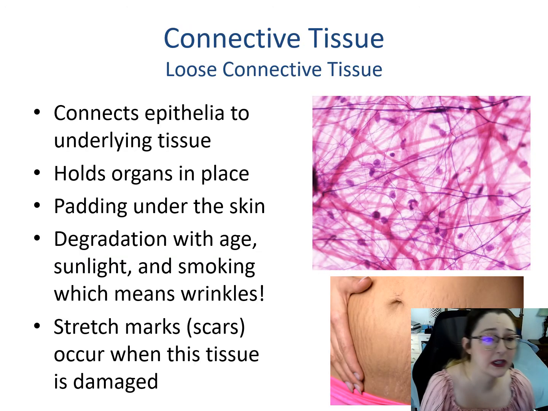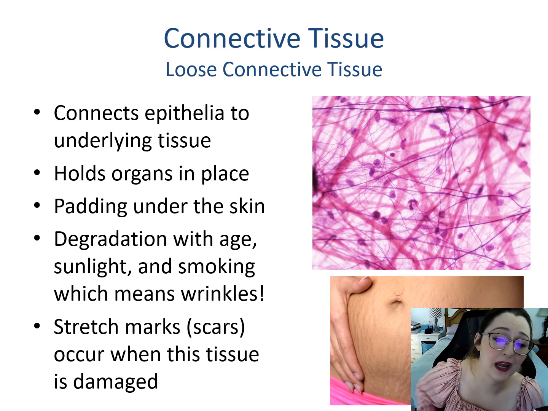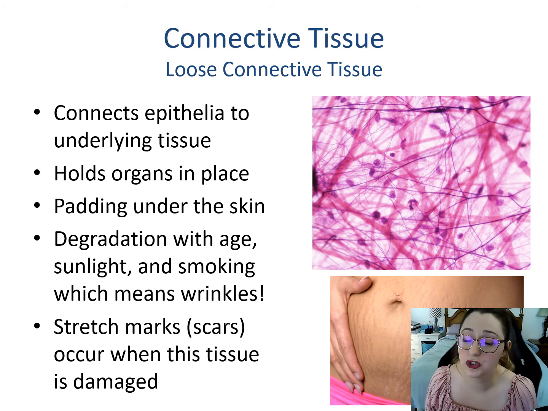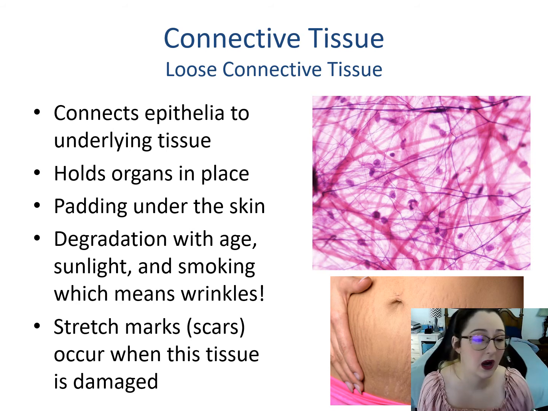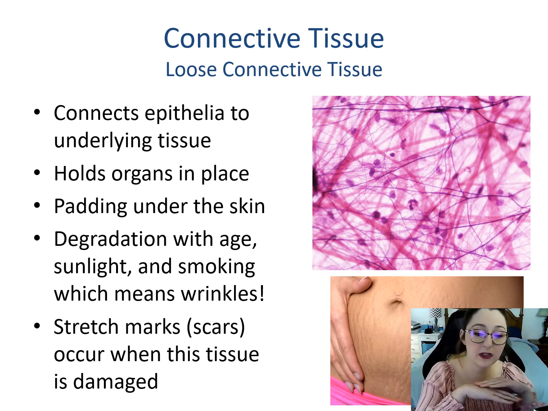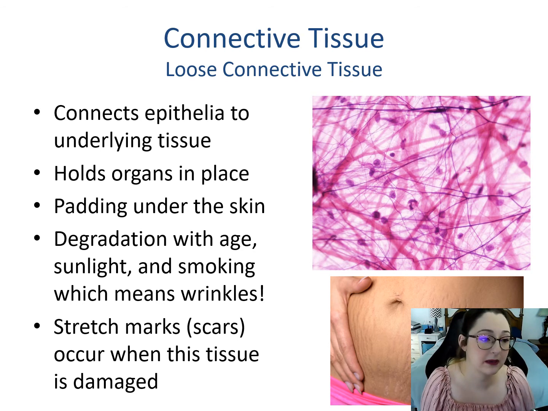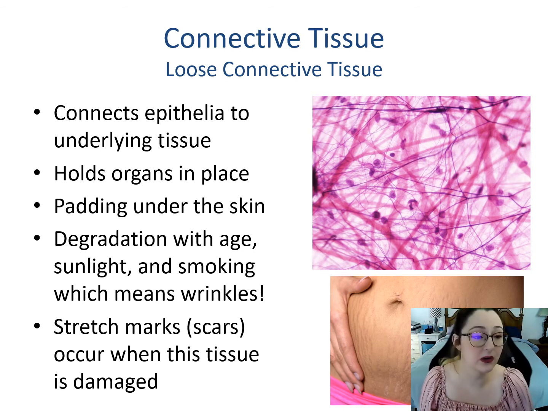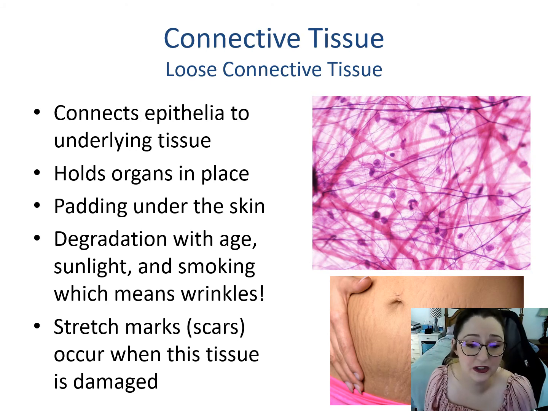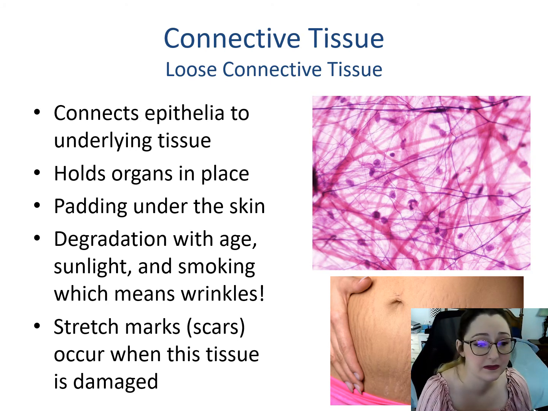So let's talk about connective tissue, specifically loose connective tissue. It's going to connect the epithelia, so the type of tissue we were talking about before, epithelial tissue to underlying tissue. So the way that your skin is, you have epithelial tissue on the top, and then you're going to have connective tissue that's going to connect it lower, deeper. Okay? We are going to hold organs in place. It's going to be the padding under your skin. This is going to be like fat.